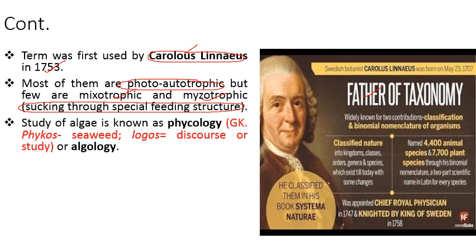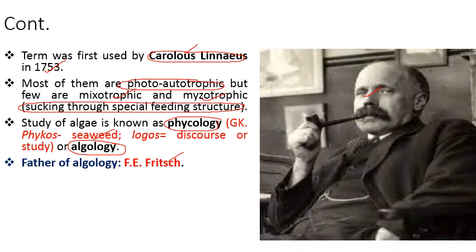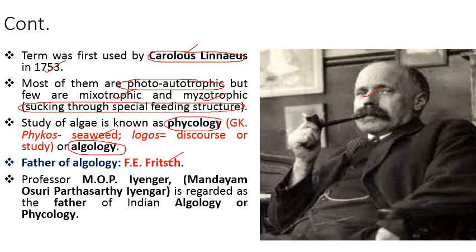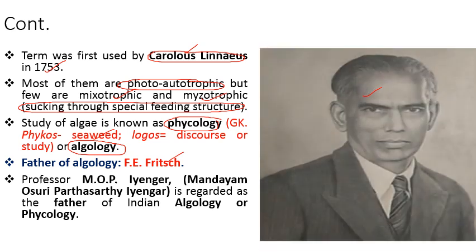और जो study of algae है उसे कहा जाता है phycology. Phyco का मतलब ग्रीक में होता है seaweeds, और logos means discourse or study, और इसको algology भी कहा जाता है. If we talk about the father of algology, F.E. Fritsch is considered the father of algology throughout the world. If we talk about the father of Indian algology, the credit goes to M.O.P. Iyengar. M.O.P. stands for Mandayam Osuri Parthasarathi Iyengar. He is regarded as the father of Indian algology or phycology.